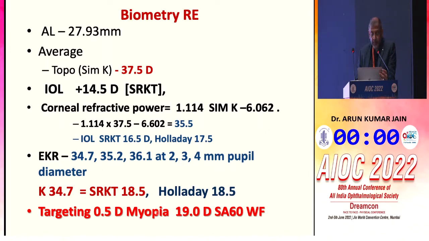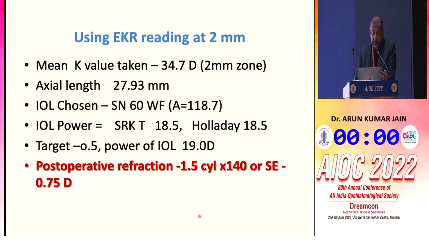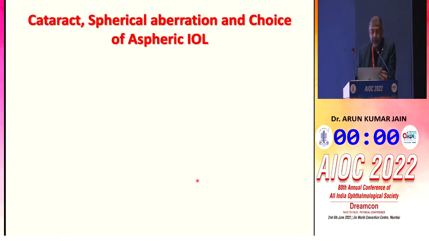So targeting a myopia of this, we used a lens of 19 diopter in this case, and we ended up with a post-operative refraction of 1.5 cylinder. But if we had chosen a lesser power, we would have ended hyperopic in this case.